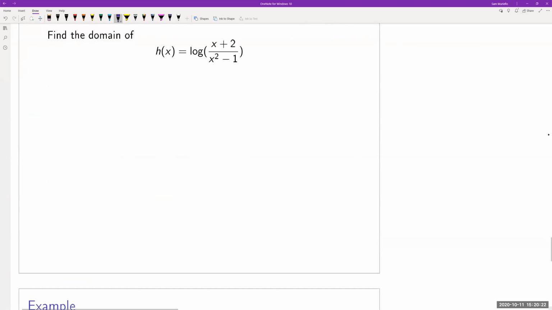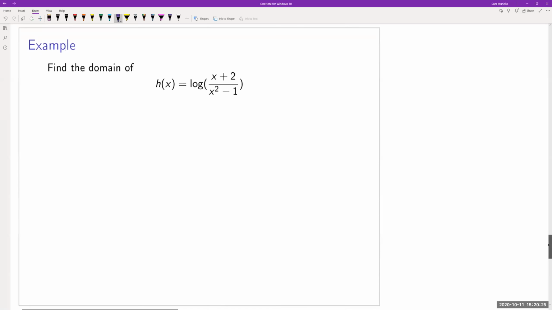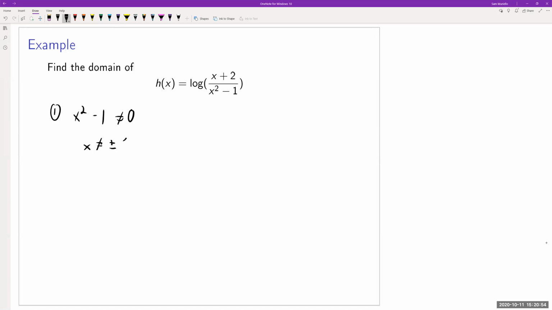Now, we did a lot of practice of finding domains of functions, and we want to do a similar thing. We've now got this third restriction, which is that the log must be greater than 0 in terms of what's being plugged into it. So for this log here, x squared minus 1 is a denominator, and then I've also got the interior of the log that I have to worry about. So I'll have two restrictions. One is that x squared minus 1 must not be equal to 0. This quickly gives me that x is not equal to plus or minus 1. And then the second restriction is that x plus 2 over x squared minus 1 must be greater than 0.